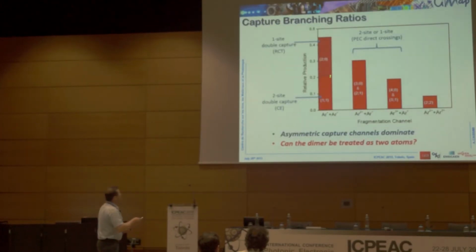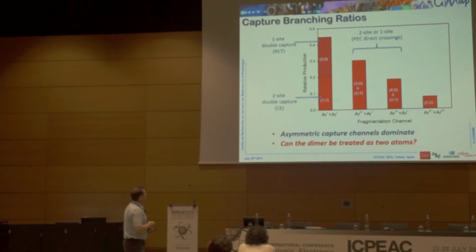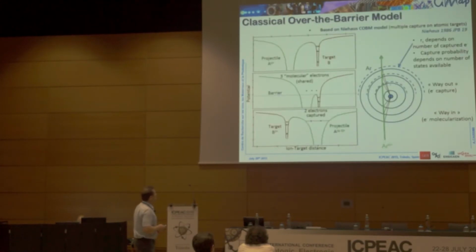So we can measure, for this dication, the proportion of the asymmetric to the symmetric fragmentation channel. Now, can we treat the dimer as two atoms? How to do that? We have to rely on calculation. So we made an ion-atom calculation. Since we are at low energy, we can safely use the over-the-barrier model.